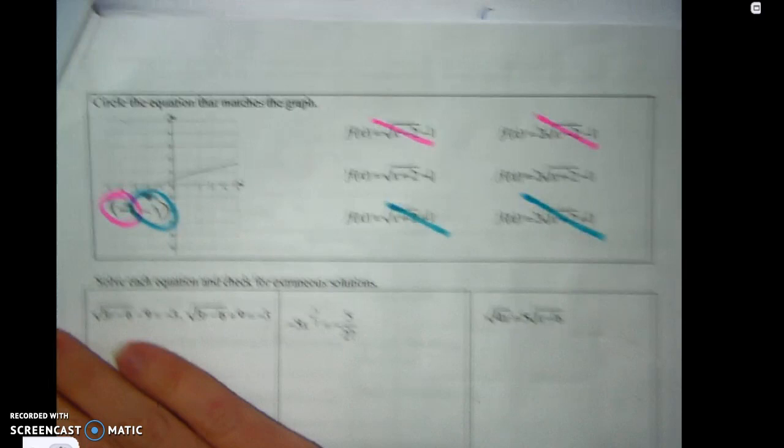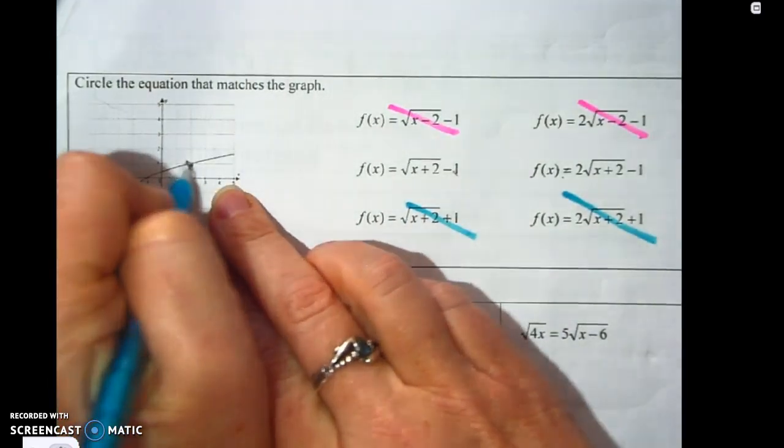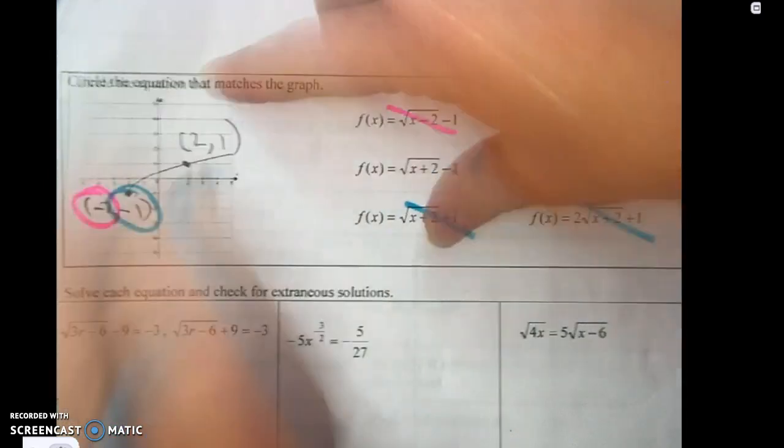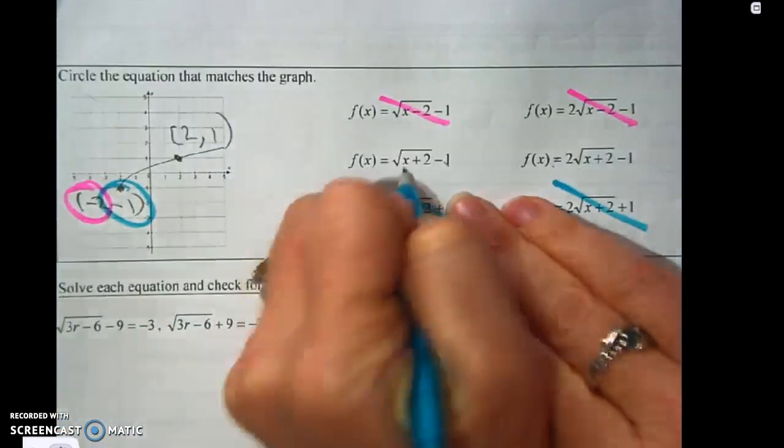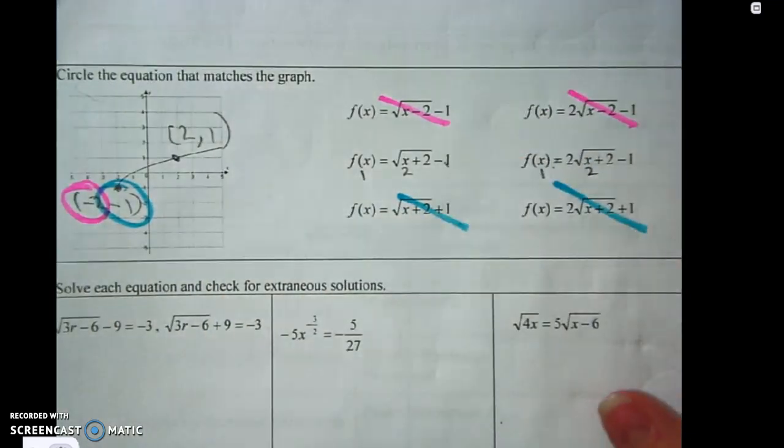But what I'm going to do is I'm going to pick another point. So I'm going to pick where it crisscrosses, and it looks like it crisscrosses right there at 2, 1. So what I'm going to do is I'm going to take 2 and 1 here, 2 and 1 here, and I'm going to plug it in and see which one equals.